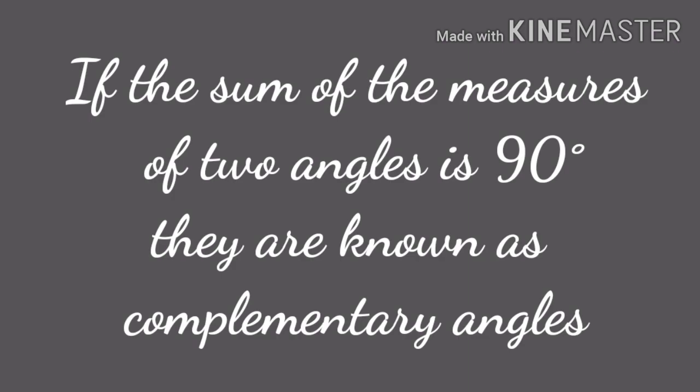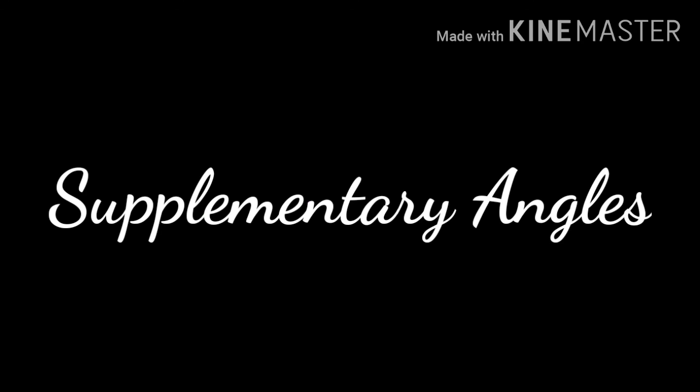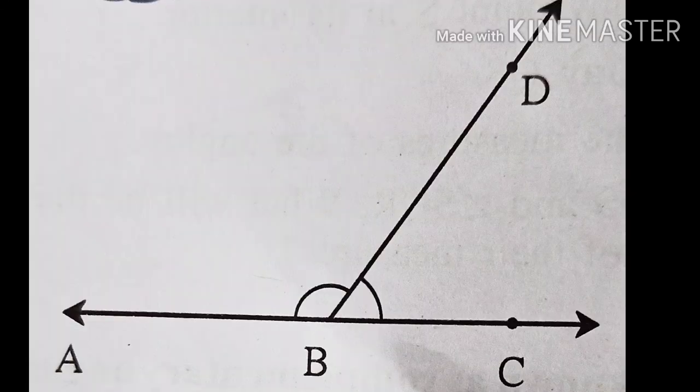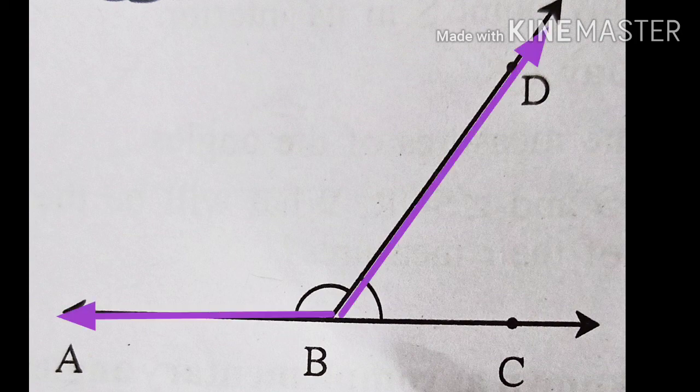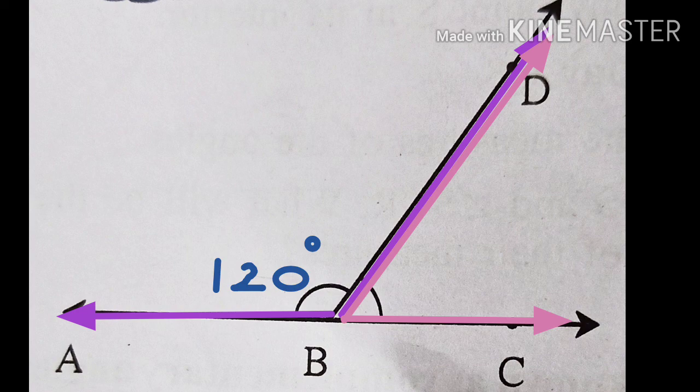So now we know if the sum of the measures of two angles is 90 degrees, they are known as complementary angles. Now let's learn supplementary angles. In the figure, B is a point on line AC. BD is a ray. Two angles, angle ABD and angle DBC, are formed. Measure of angle ABD is 120 degrees and measure of angle DBC is 60 degrees.